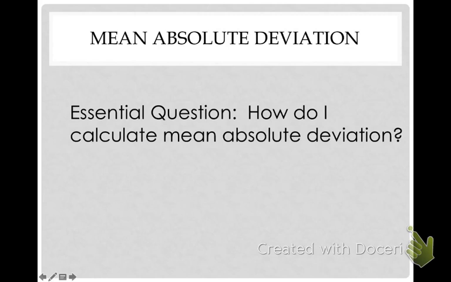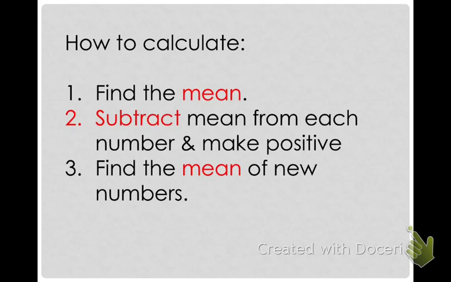All right, by the end of this lesson, you should be able to answer the question, how do I calculate the mean absolute deviation? You'll hear me just call that the MAD. This is how we calculate it. We first find the mean, then we subtract the mean from each number, and we always make sure we make it positive. That's where that absolute came from in the MAD part, and then we find the mean of the new numbers. Freeze the video and get in these 3 words.